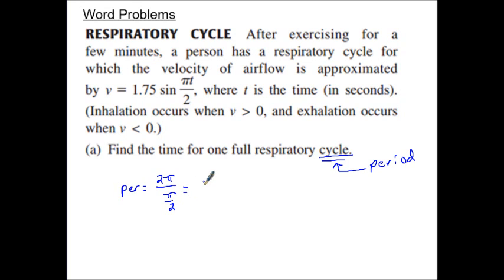Okay, and so maybe a good way to write this out, in case it's not obvious to you, it's 2 pi over 1 times the reciprocal of the denominator, which in this case would be 2 over pi, and canceling my pi's out, multiplying across gives me a 4. And one thing that's maybe important to notice here is that this number is coming from this quantity, and notice the variable in that quantity is the time in seconds, so this is for seconds. So after the exercise, this person is making an inhale and an exhale every 4 seconds.